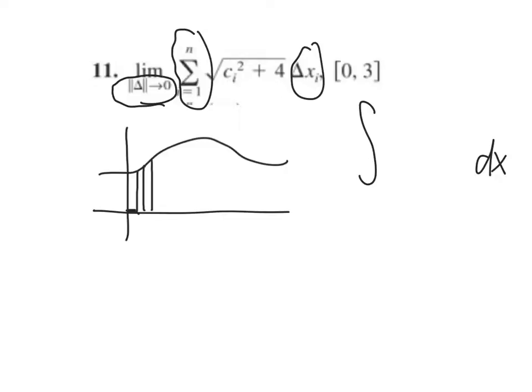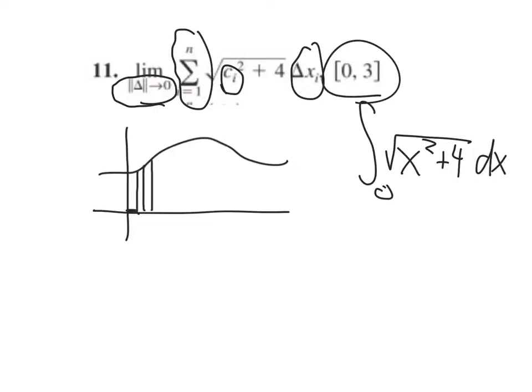And the function that we're working with here is, think of that as x squared plus 4, so it's the square root of x squared plus 4. And we are integrating over the interval 0 to 3, so I put a 0 as my lower limit on my integral and a 3 as my upper limit on my integral.